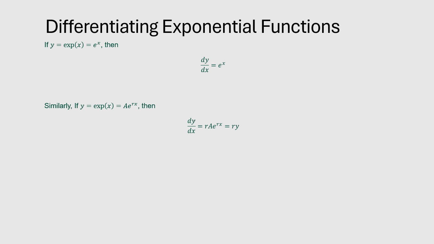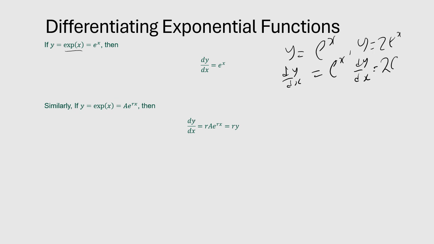Differentiating the exponential function. If you have y equal to exponential x, then dy over dx is just exponential x, just the same. So if y is equal to exponential x, dy over dx is the same exponential x. For instance, if you have y equal to 2 exponential x, this is just a constant, so dy over dx will still be 2 exponential x.